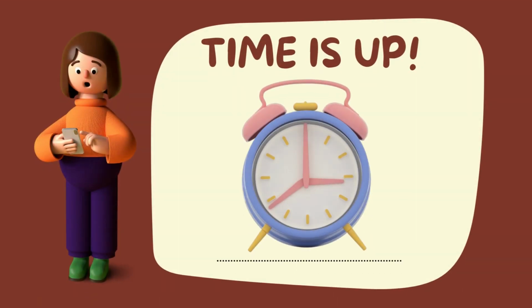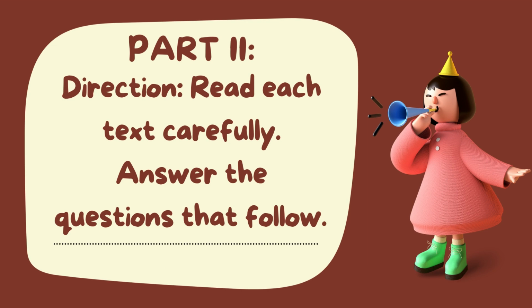Time is up. Now let us move on to the next part of our test. For part 2, read each text carefully. Answer the questions that follow. So there will be 5 items per reading text. Reading text number 1 will have numbers 11 to 15, and reading text number 2 will have 16 to 20. Let us begin.